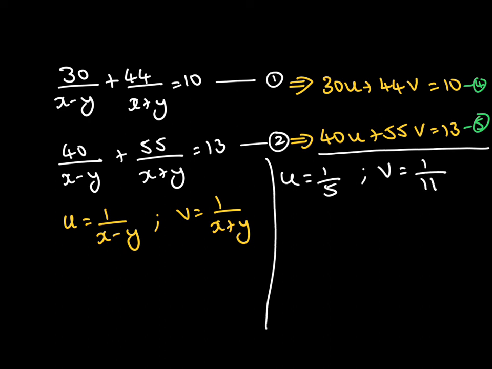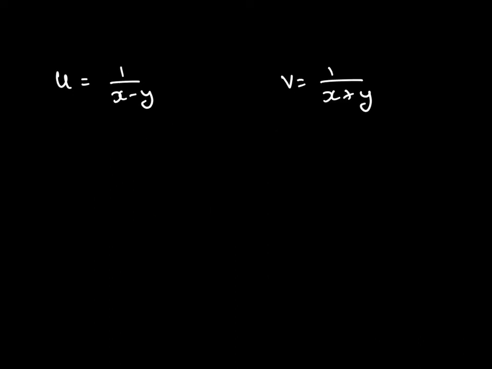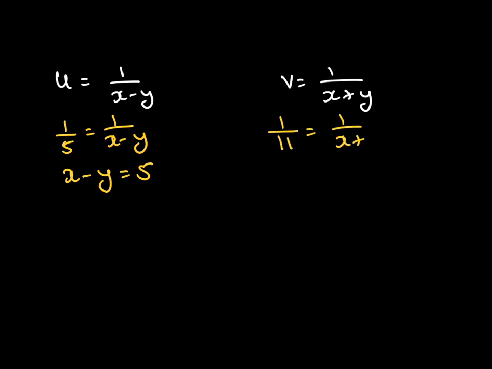Now we can easily find the values of x and y. We know that u is equal to 1 over x minus y, and we found out u to be 1 over 5. So 1 over 5 is equal to 1 over x minus y. So if we cross multiply, x minus y is equal to 5. And over here, v is equal to 1 over x plus y, and we have found out v to be 1 over 11. So 1 over 11 equal to 1 over x plus y. Cross multiply, x plus y is equal to 11.